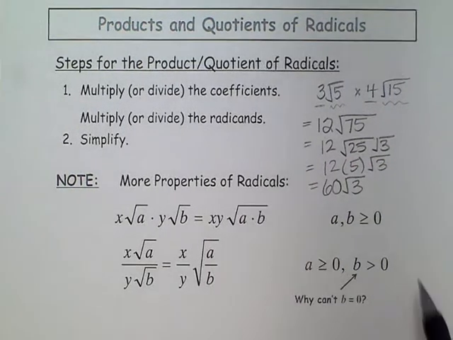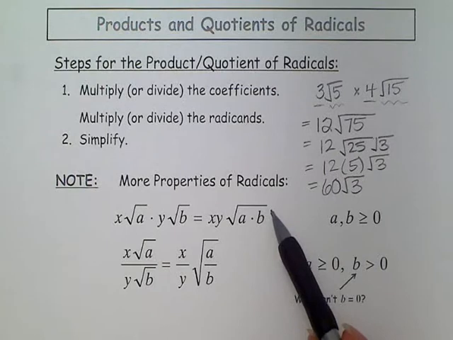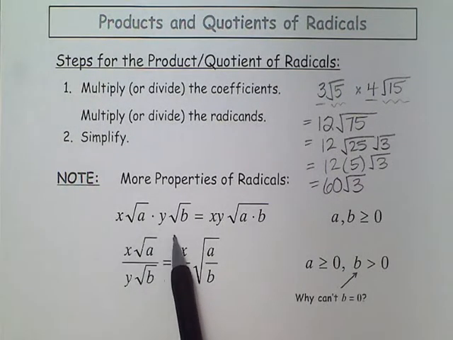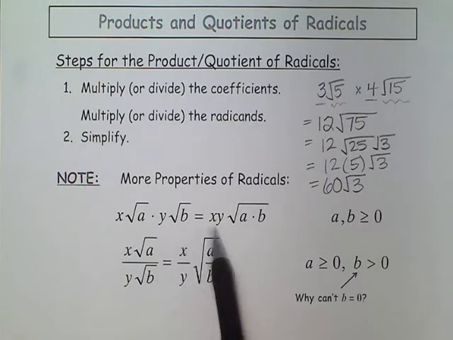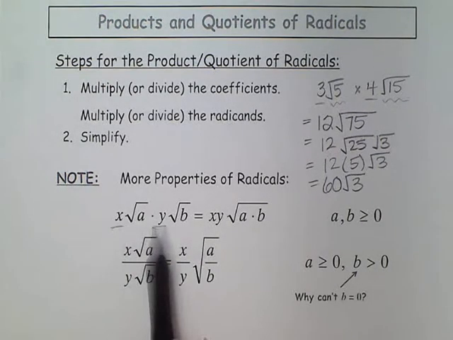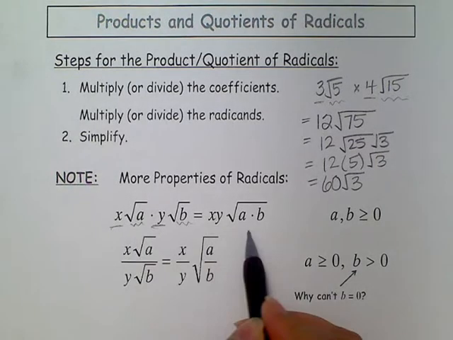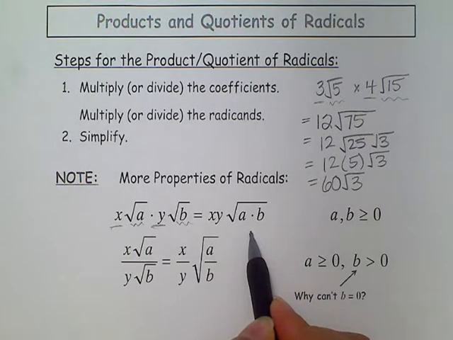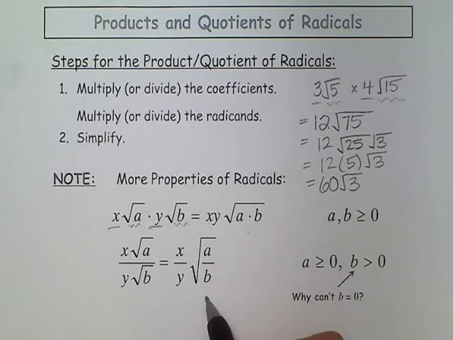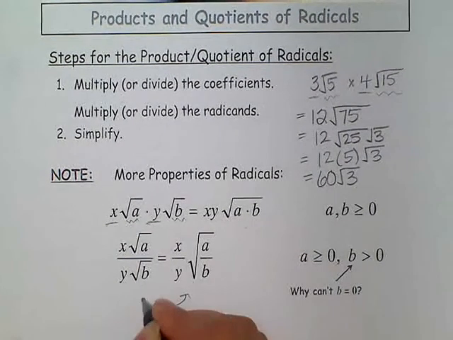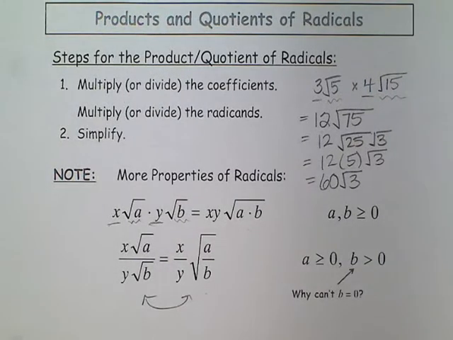Okay, so just some more notes about some of the properties of radicals. If you have x times the square root of a times y times the square root of b, you can multiply x times y because they are the coefficients. And then you can multiply the square root of a times the square root of b since those are your radical parts. Okay, same thing with division. And what you'll notice again is that you can work both ways. So you can break it down or you can combine them.